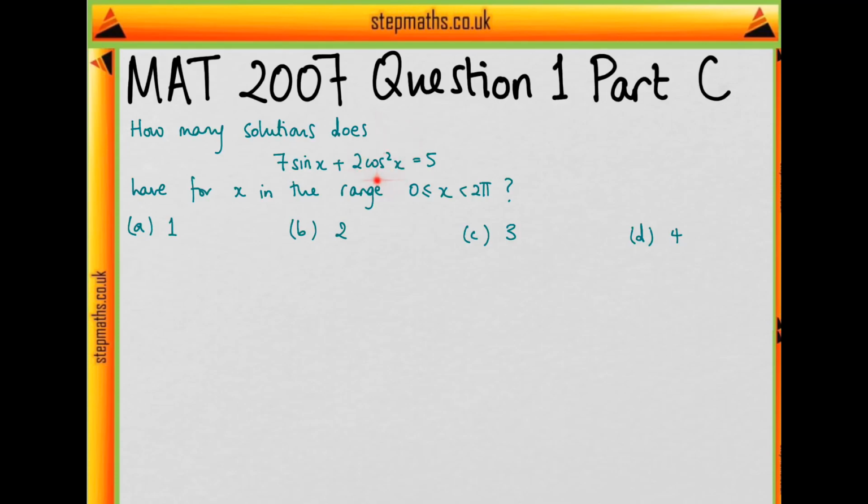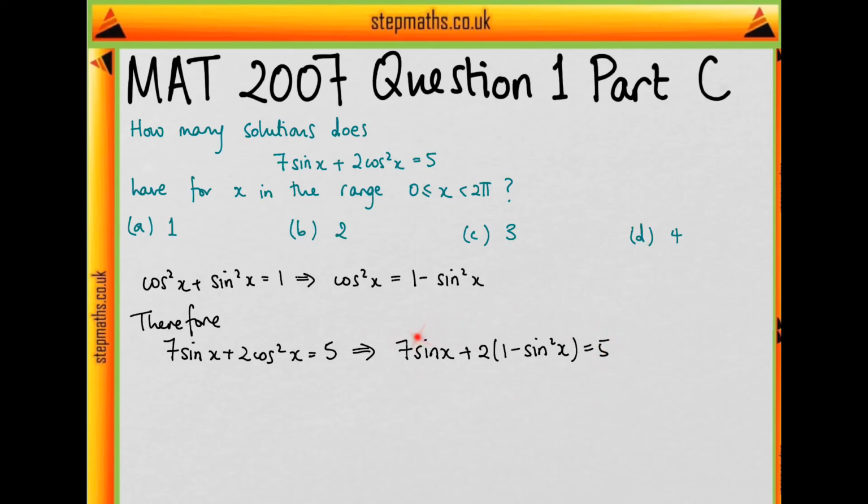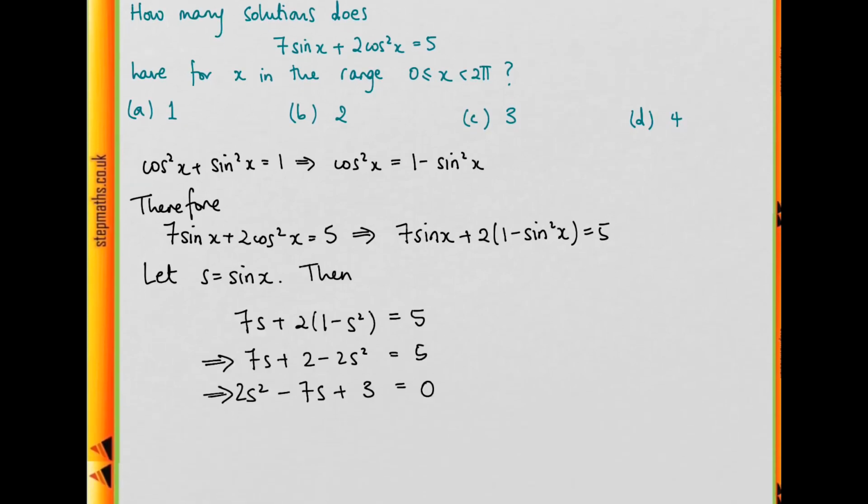So if we know that we have a cos squared x here, then we can use that, because cos squared plus sine squared is 1, so cos squared is equal to 1 minus sine squared, and we can use that to replace the cos squared there. So this is what we get if we substitute 1 minus sine squared x in for the cos squared x. I'm going to say s is sine x, just so it's easier to write. If we do that, then we'll see that our equation rearranges to this, and this is a quadratic in s. Okay, so let's try and factorize this quadratic.